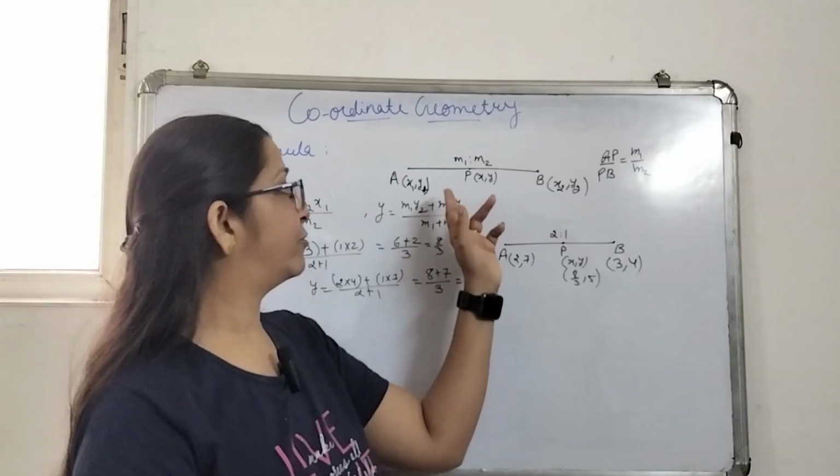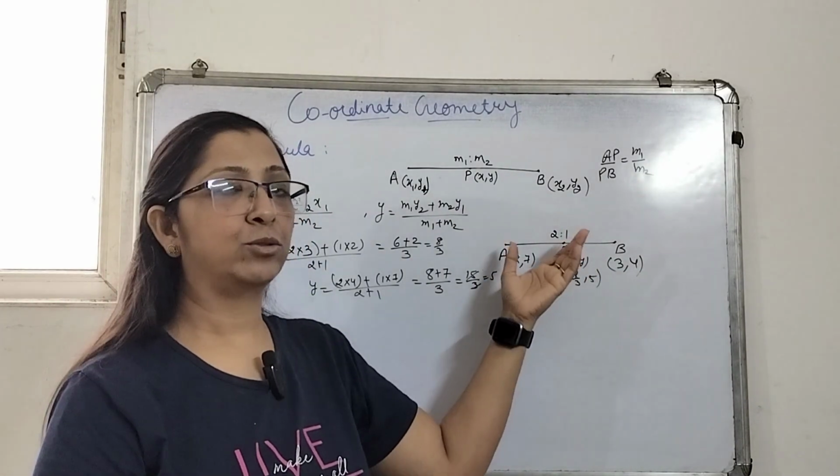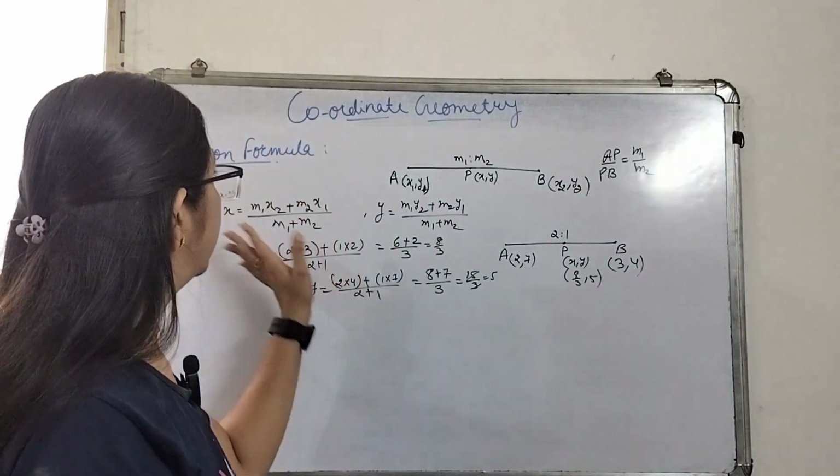So this is how we can find the coordinates of the point which is dividing a line segment in the given ratio. So this is the formula.